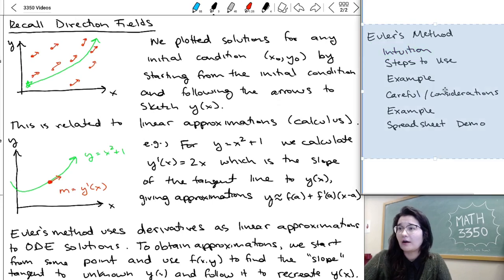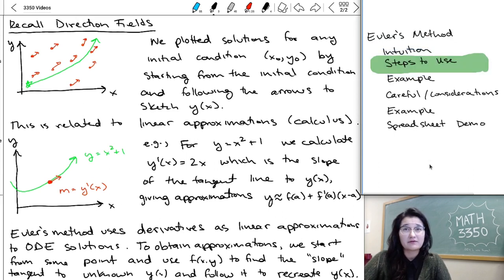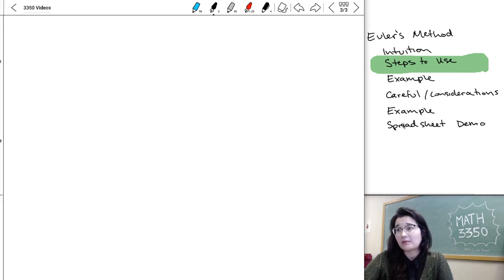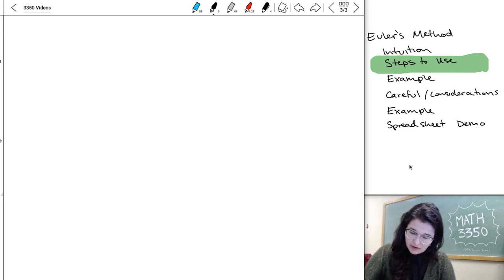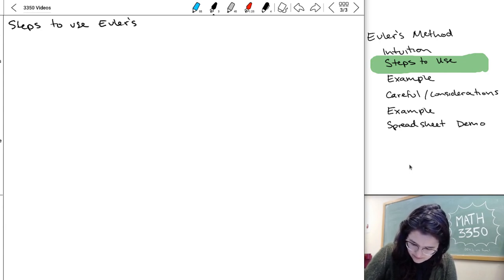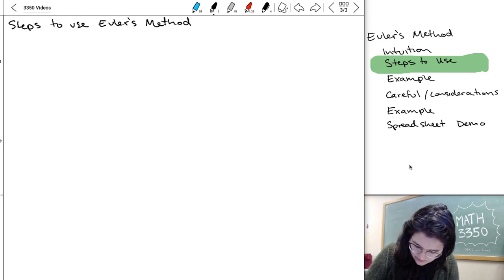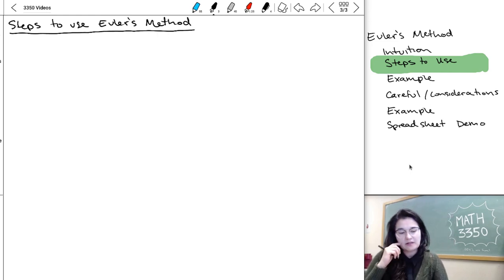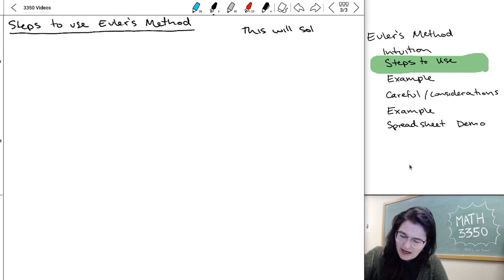So now that we know what Euler's method is, kind of, and why we would want to have it, we're going to go through the steps that you actually use to implement Euler's method. We're going to go over the steps to use Euler's method, and I'm going to actually write out the way the problem should be given to you first.